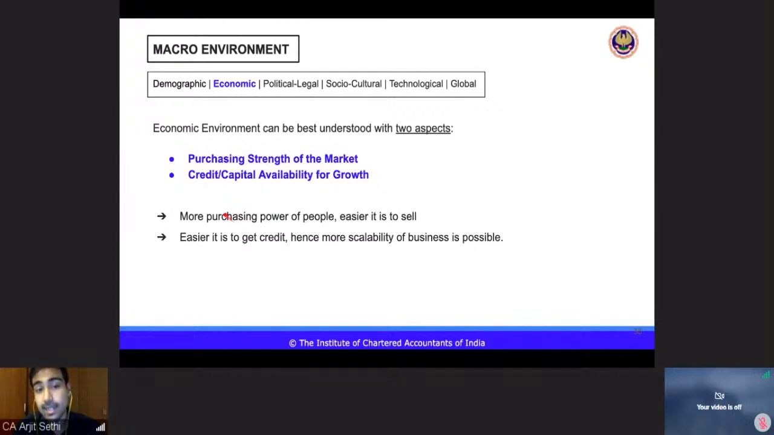Second thing is credit and capital availability, which is simple as we know. The lesser interest on loans, more easy government policies, more easy it is to get capital in the economy of a nation, the more potential to grow, right? If it is easier to get a loan, if it is easier to get more money, it is easier to grow. So two things when you understand an economic component: first, purchasing power of the market, and second, your credit and your capital availability for growth of the business.